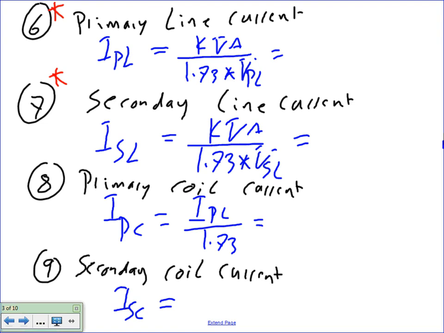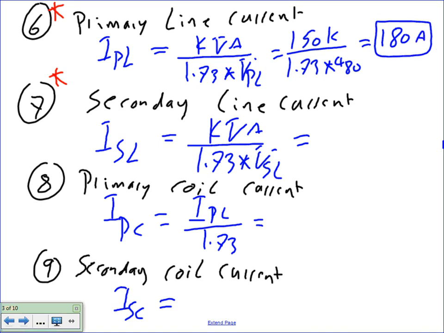Okay, so if you take the bank kVA, what was it? It was 150K. Divide this by 1.73, multiply it by the primary, which is 480. And if you did this right, you're going to end up with 180 amps. 180 amps. Any question, guys? Everybody knows how to find the amps for a transformer if it's 3-phase. You divide by the voltage, and because it's 3-phase, we use the multiplier for the three-phase, 1.73.